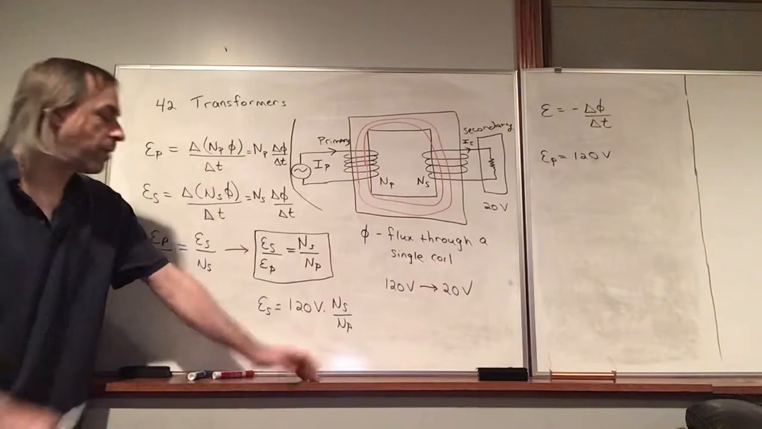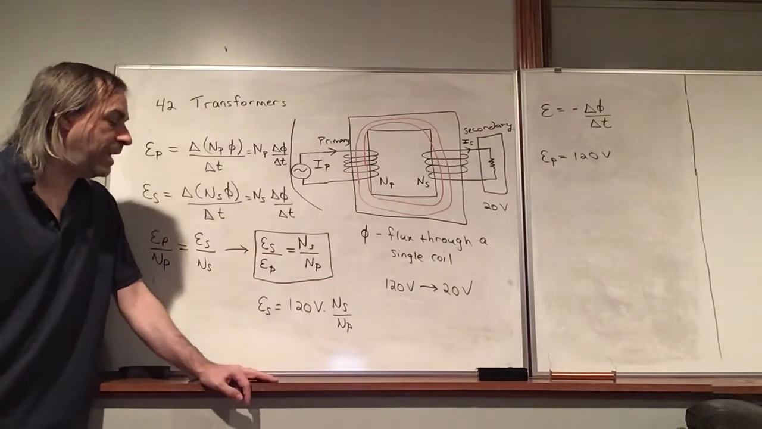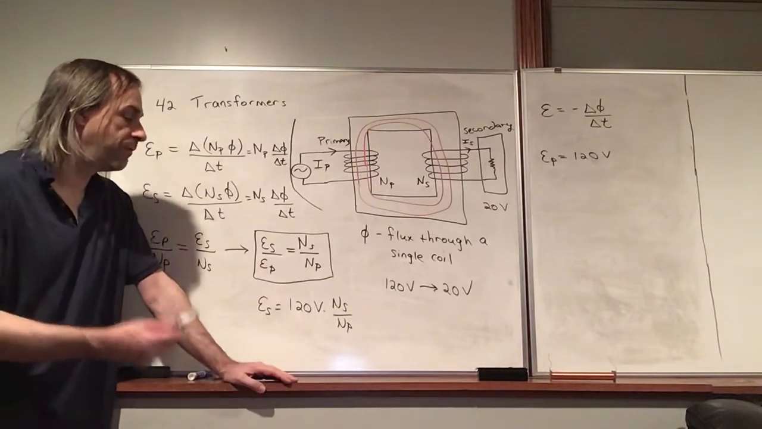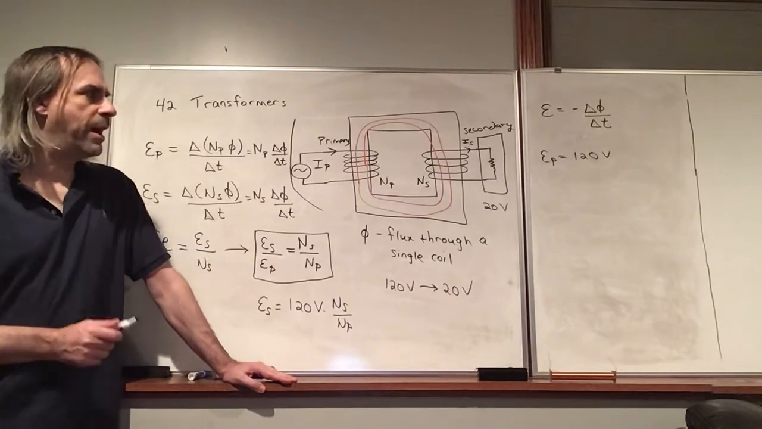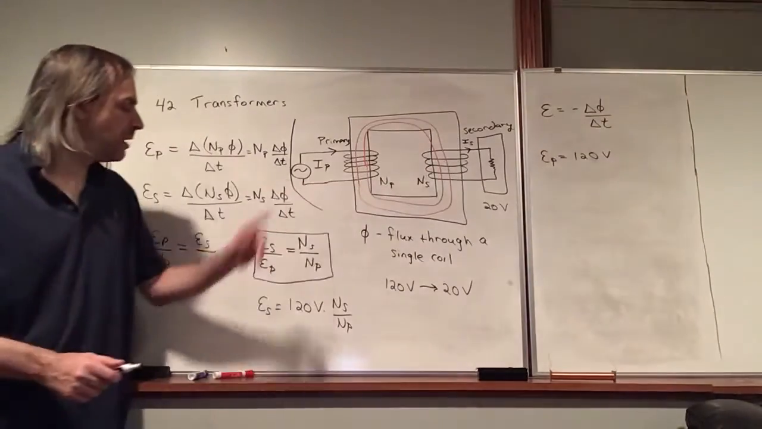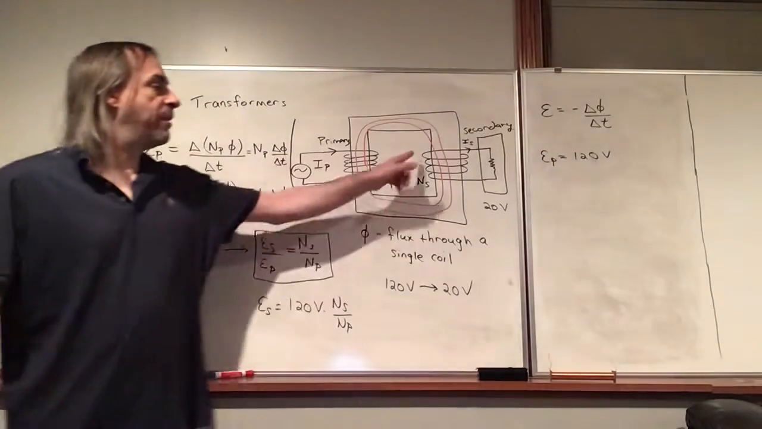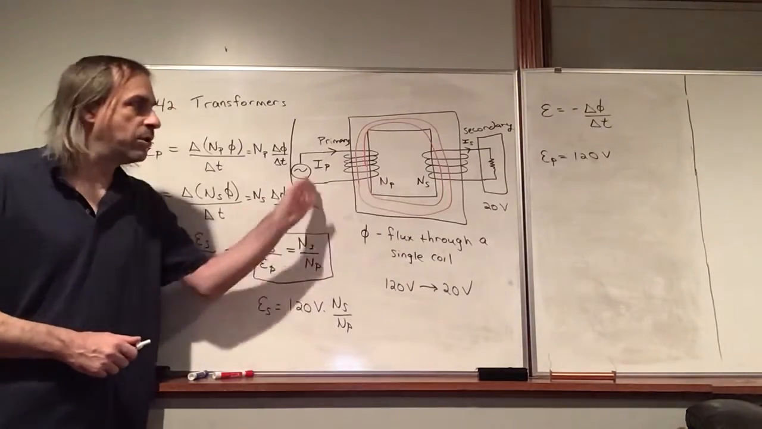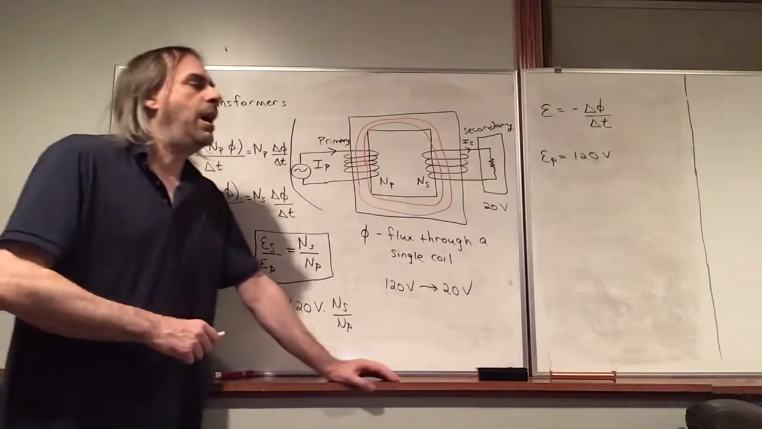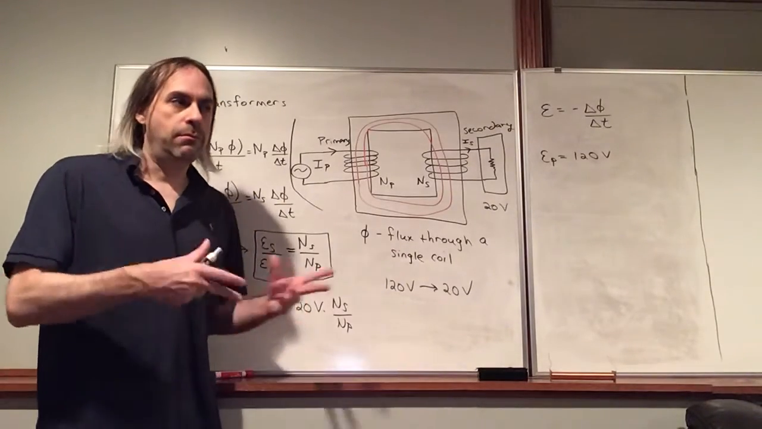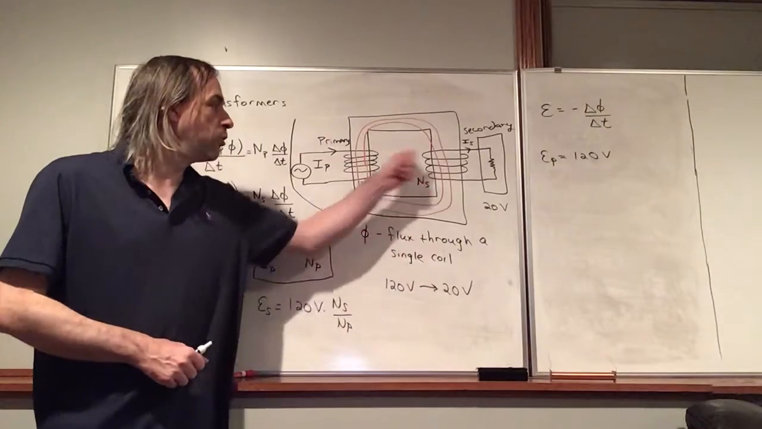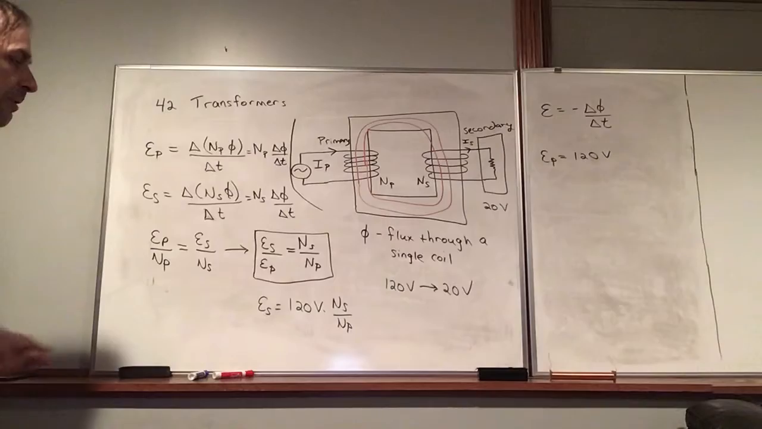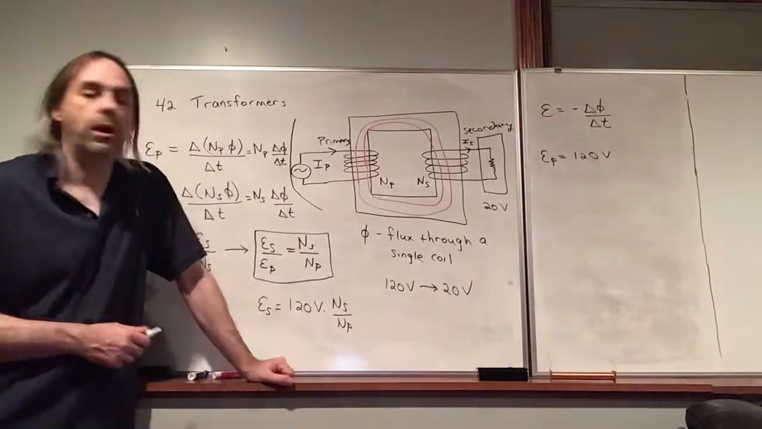So you want that turns ratio. You want NS over NP to be 1/6. 120 over 6 is 20. That will give you the right voltage for your device. So one way you could do that is have one loop in the secondary coil and 6 loops in the primary coil. That would do it. Or you could have 2 and 12 or 3 and 18. Engineers might find a difference between 1 loop and 6 or 2 and 12. There could be other factors involved, but ultimately you just want that turns ratio.